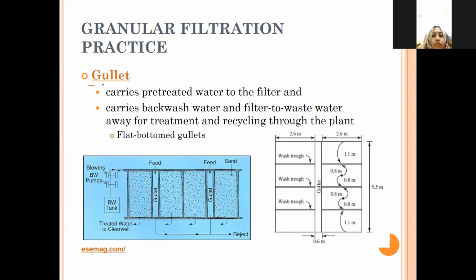So this is our topic today, the structure.